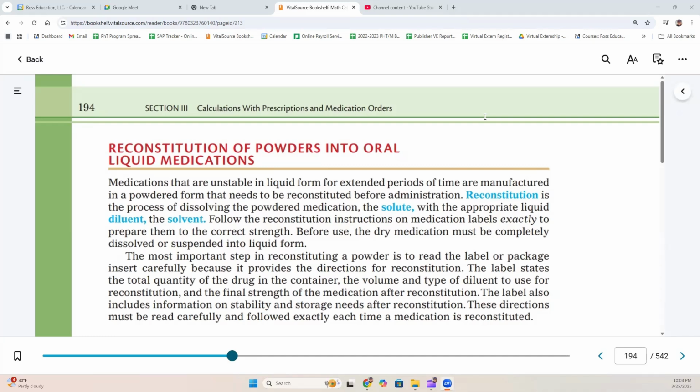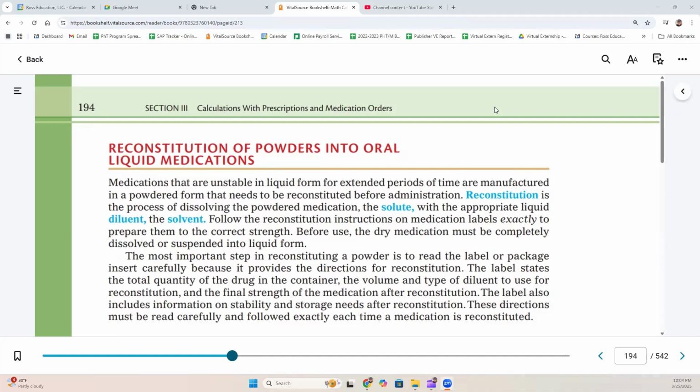Medications that are unstable in liquid form for extended periods of time are manufactured in a powder form that needs to be reconstituted before administration. Reconstitution is the process of dissolving the powdered medication, the solute, with the appropriate liquid diluent, the solvent. Follow the reconstitution instructions on medication labels exactly to prepare them to the correct strength. Before use, the dry medication must be completely dissolved or suspended into liquid form.